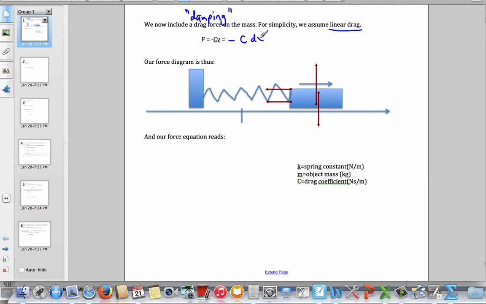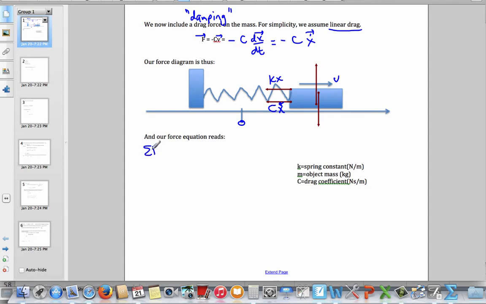Remember that velocity is the derivative of position, and that can be written as x dot. And the minus sign is really just direction. It says that, as a vector, the force is opposite to the direction of the velocity. So in scalar terms, if we assume that we're moving to the right and our position's positive to the right of 0, then you've got a kx force to the left, and you've got a cx dot force to the left.